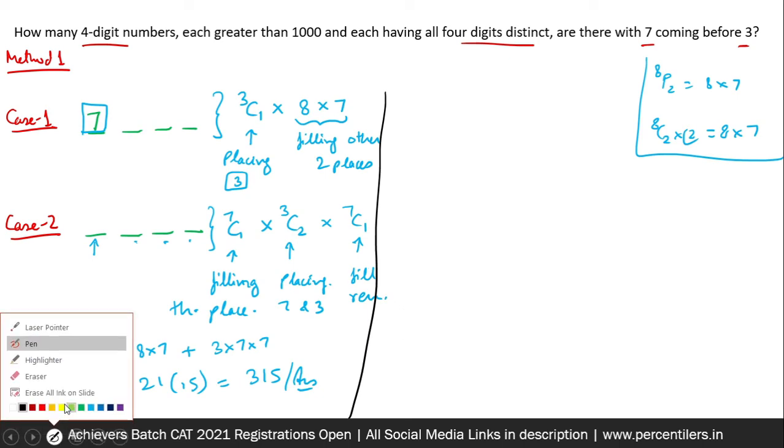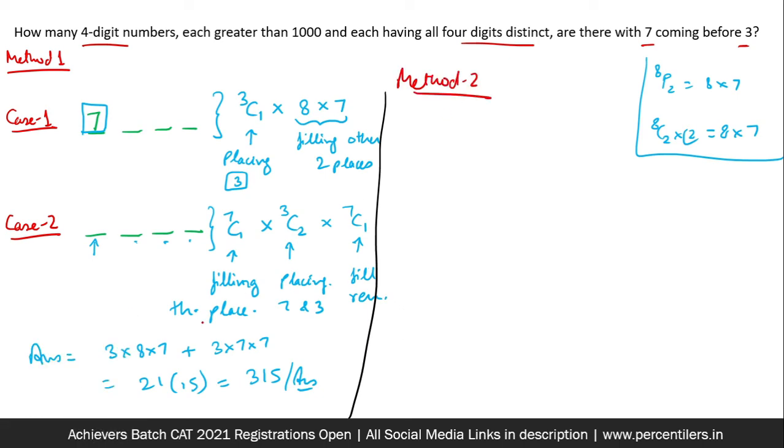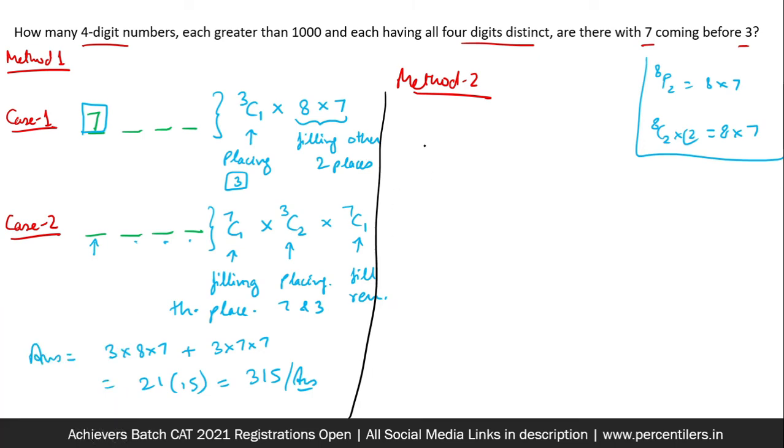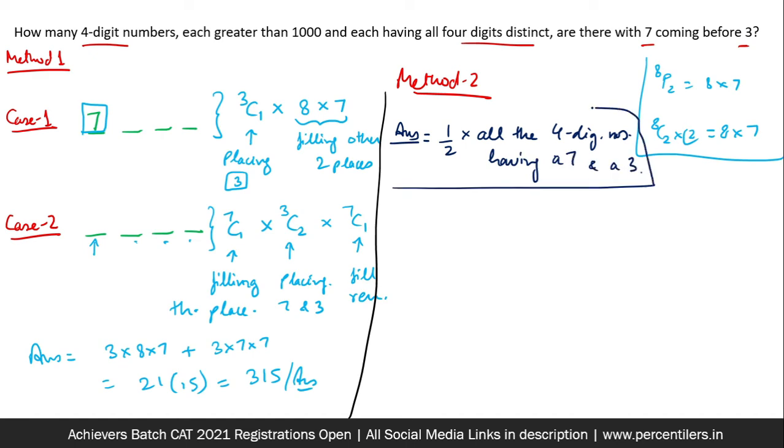Again, I'm now moving to the second method. This would be interesting for you guys because people generally don't think this way. So, I am going to find all the 4-digit numbers, because my answer is going to be half of all the 4-digit numbers having a 7 and a 3. You have to understand this.